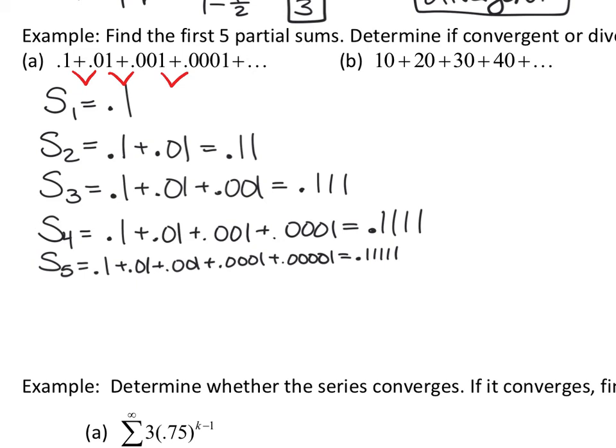Times 1/10, or divided by 10. So times a 10th, AKA moving the decimal 1 time each time. So that means, since we use multiplication, that this is a geometric sequence, and that r is going to be equal to 1/10. Based on the notes we took above, is that going to be convergent or divergent? Convergent.